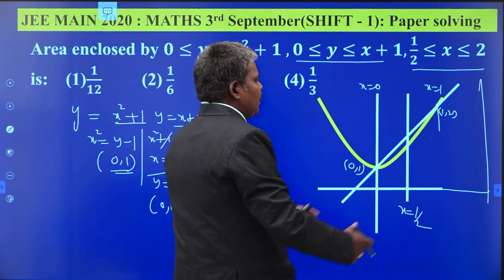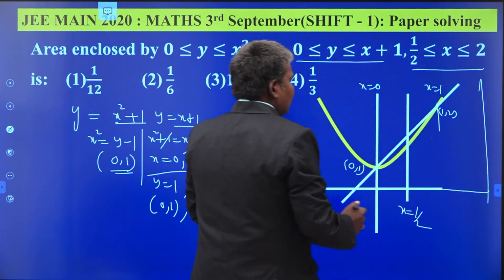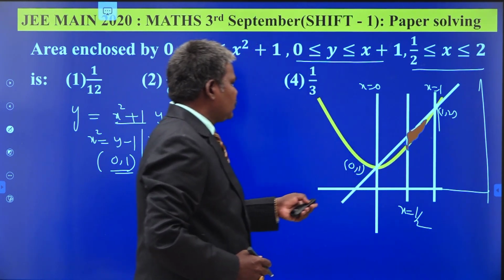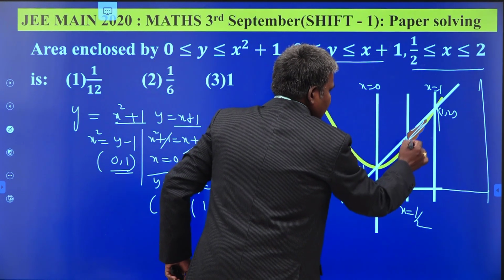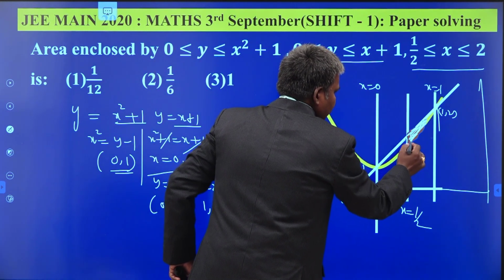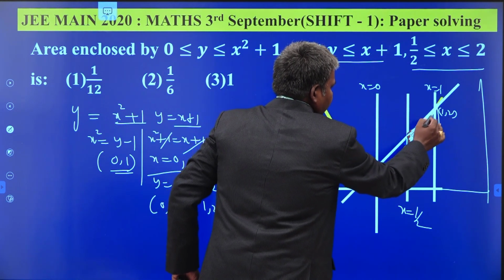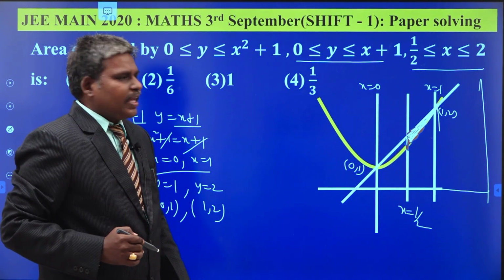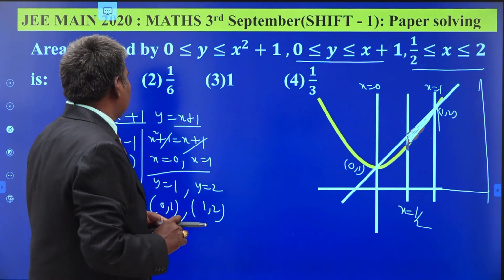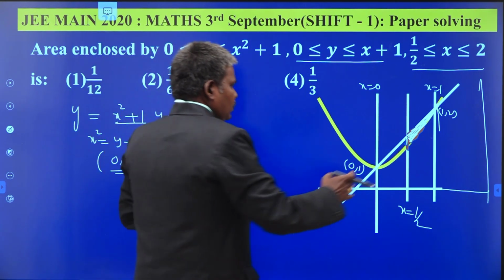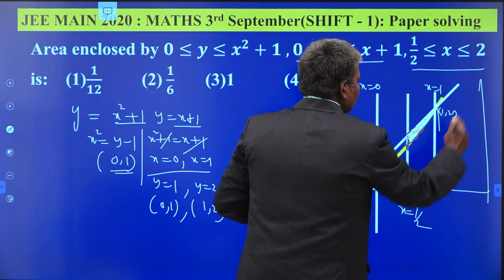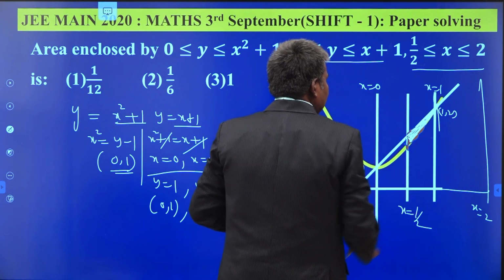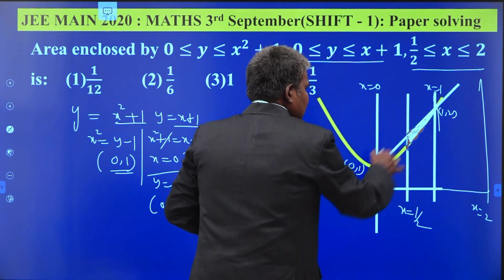So your area must lie in this region. So the required area is like this, in this portion. This is your required area. Am I correct or not? In this manner we have to draw this figure. Now the line is 1/2 to 2. This is x = 2. Even though they intersect here, so this is the parabola, this is the line.